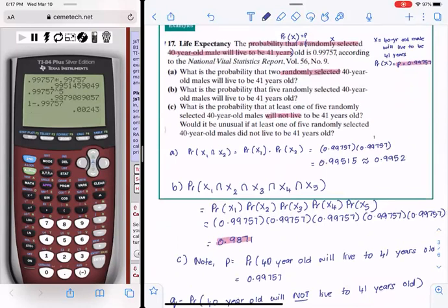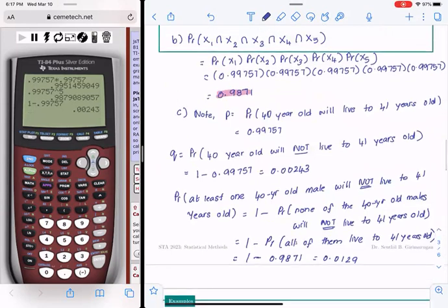Part C also asks, would it be unusual if at least one of the 5 randomly selected 40-year-old males did not live to be 41 years old? Now, it is a very small probability. We found the probability that at least one 40-year-old male will not live to 41 years old is about 1.29%. And that is a small probability. I would consider it to be unusual, but I won't consider it to be a rare event. Could it happen? Yes, but with a very small probability.